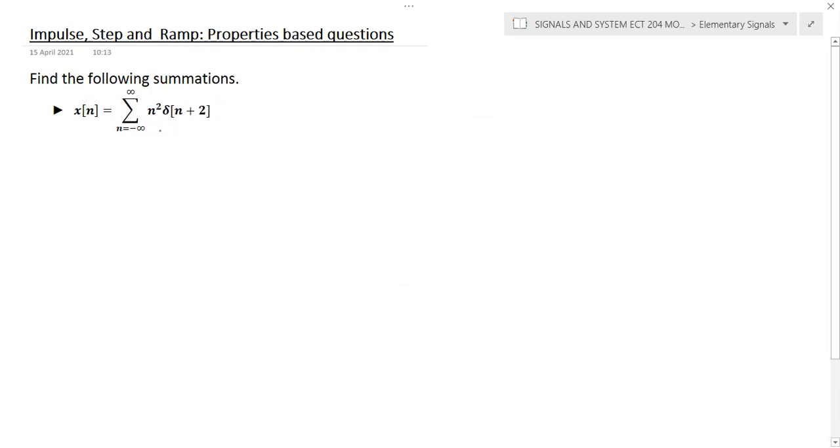In this particular question, again, we need to find the summation n square into del of n plus 2. So if you write the definition of del of n plus 2, that is a shifted version of discrete time impulse signal. So del of n plus 2 is equal to 1 for n plus 2 equal to 0, or n is equal to minus 2, and 0 for n plus 2 not equal to 0, or n not equal to minus 2.